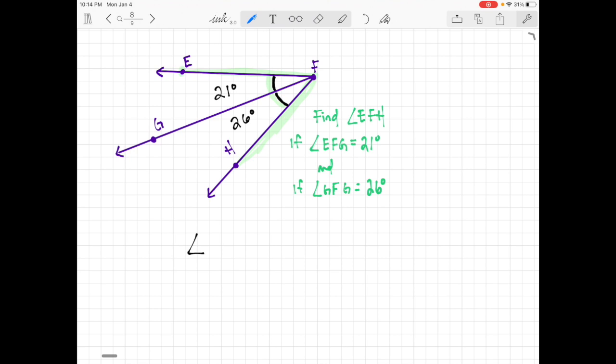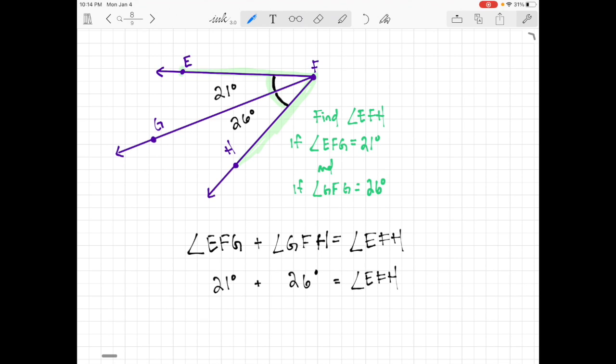So let's write it just like that. The first small angle is EFG plus the second small angle, which is angle GFH. That's going to give us the big angle, which is EFH. So EFG, we said, was 21 degrees. GFH was 26 degrees. And that equals EFH. So 21 plus 26 is going to be 20 plus 20 is 40, and 6 plus 1 is 7. So the big angle is going to be 47 degrees.